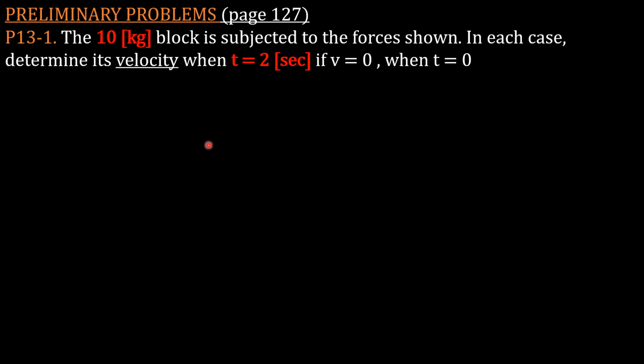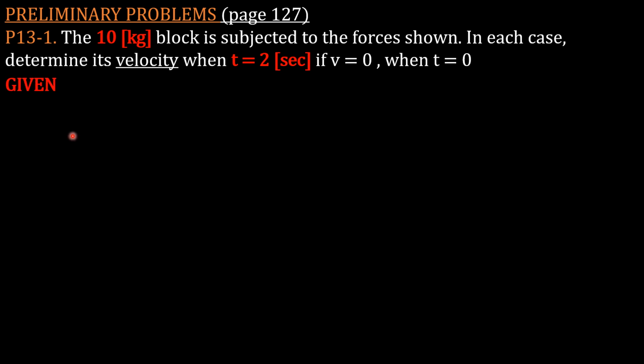So here we will be solving 4 problems from page 127, preliminary problems. Problem number 1: the 10 kilogram block is subjected to the forces shown in each case. Determine its velocity when time equals 2 seconds, if velocity equals 0 when time equals 0.